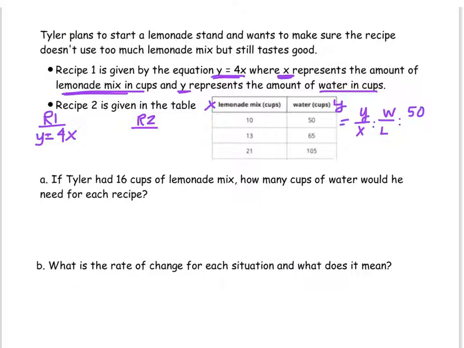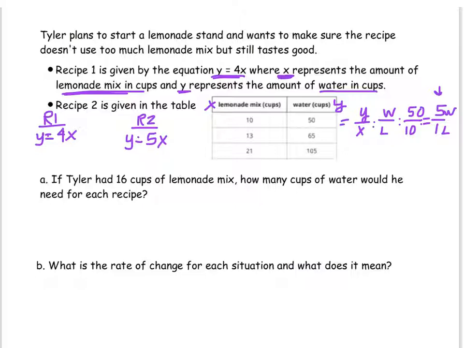50 cups of water. I need 10 lemonade cups. So when I divide that out, I get 5 over 1. So 5 water cups for every 1 lemonade mix. So that is my constant rate. I need 5 for every 1.